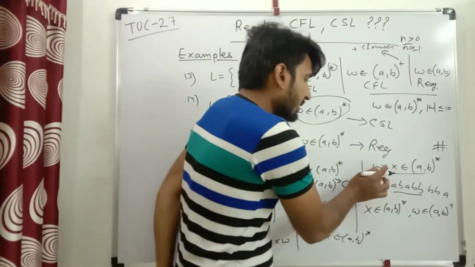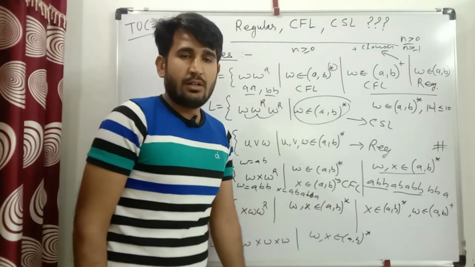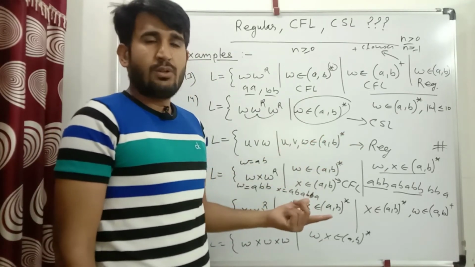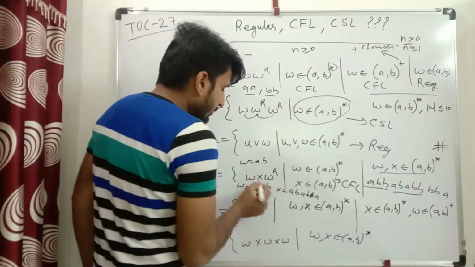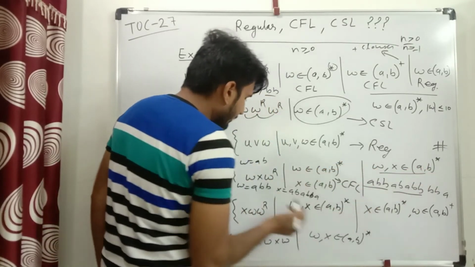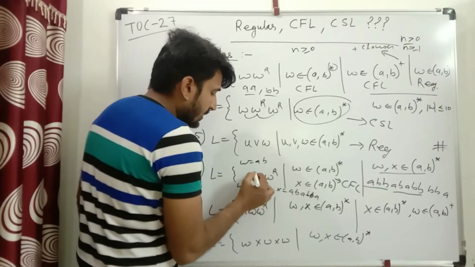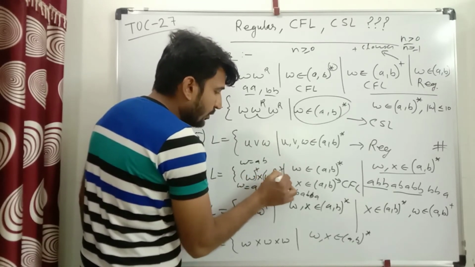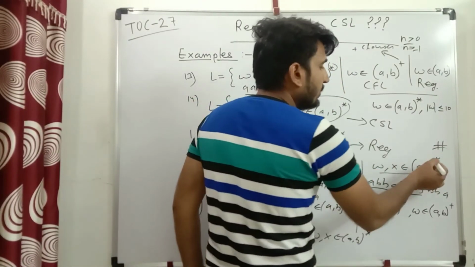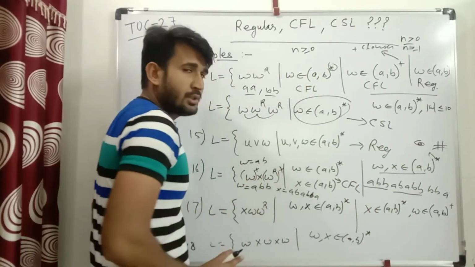Now take this. W, X belong to {a, b} star. What is the meaning of asterisk or star? It can be 0 or more than 0. Then put the value here. This W belongs to {a, b} star, here we can put the value 0. For W we put 0, and for this also we put 0.